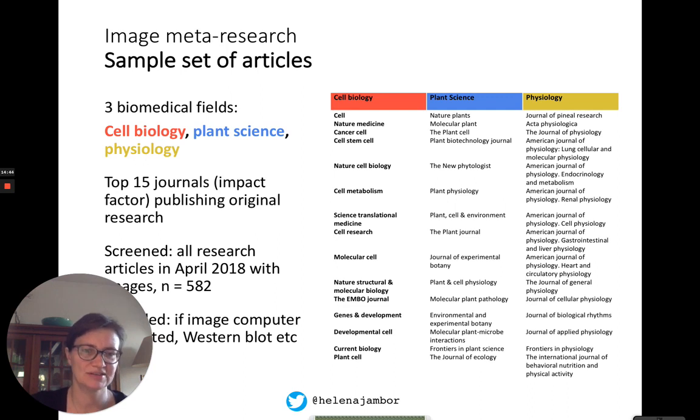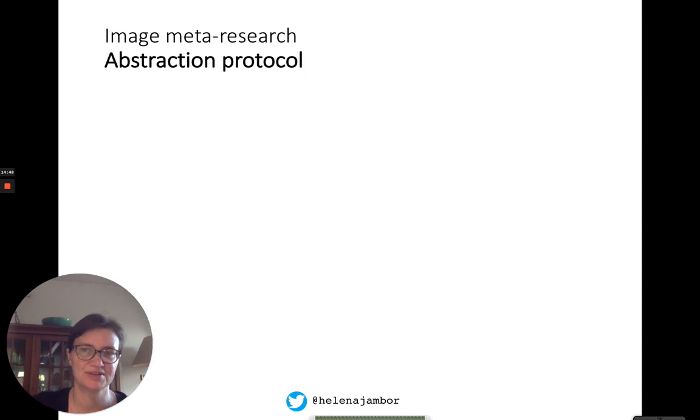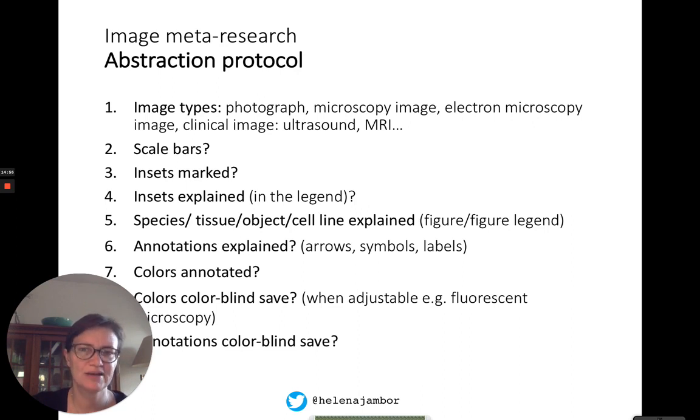So we didn't want to just eyeball our own impression, but we wanted to really get good numbers. So we decided to develop an abstraction protocol. The abstraction protocol basically is a set of questions with defined answers, where each abstractor, so each expert that is looking at the publication, goes through and can systematically decide, for example, image type, what kind of image type it is, whether the images have scale bars, insets, etc., etc.